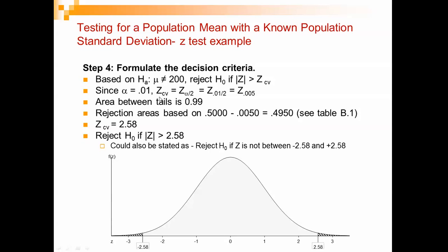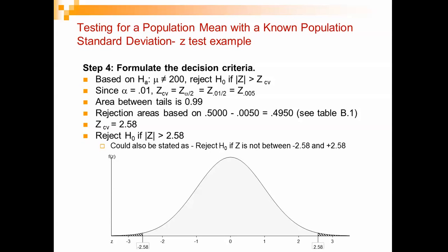Based on the alternate hypothesis of mu is not equal to 200, we're going to reject the null hypothesis if the absolute value of our z-test statistic, in other words the one we calculate from our sample data, is greater than our z-critical value, which we got from the book. Since alpha equals 0.01, then our z-critical value, as we go through in our book, we can find is 0.005.